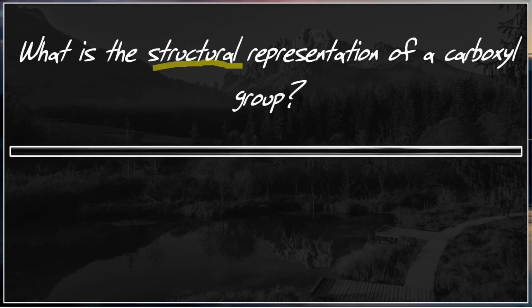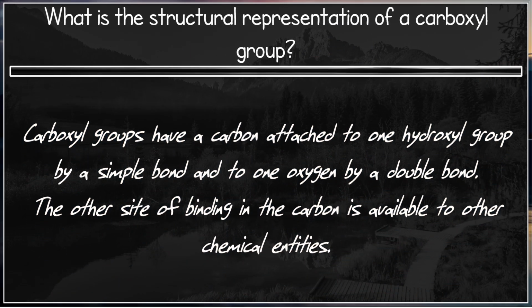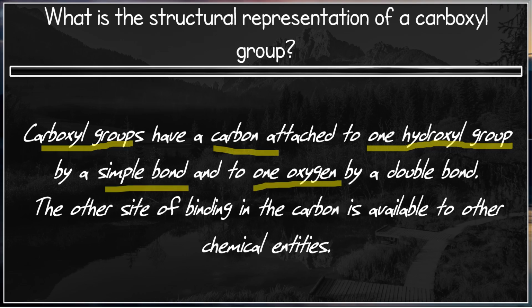What is the structural representation of a carboxylic group? Carboxyl groups have carbon attached to one hydroxyl group by a simple bond and to one oxygen by a double bond. The other site of binding in the carbon is available to other chemical entities.